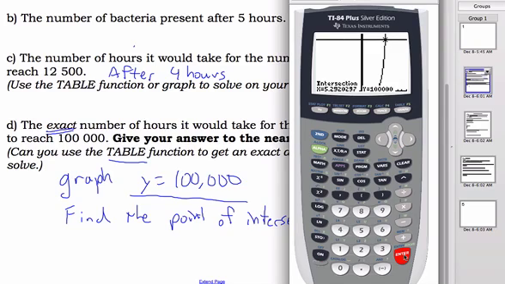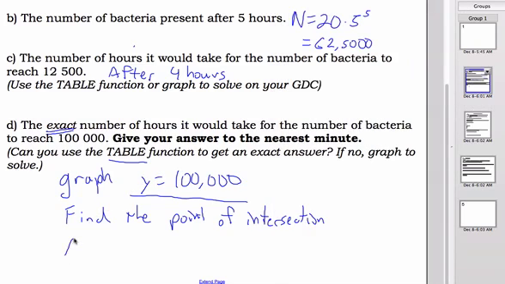You can see the point of intersection. The x value is 5.29, so after 5.29 hours.